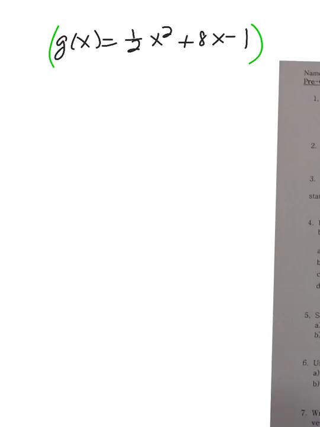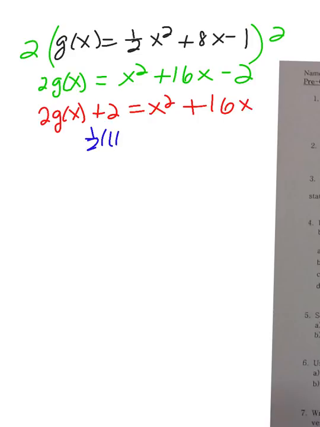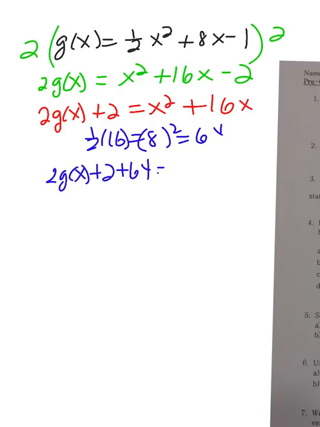All right, so I have g of x is equal to 1/2 x squared plus 8x minus 1. So I want to get rid of the fraction, so multiply everything by 2. So I get 2 g of x equals x squared plus 16x minus 2. All right, now move the 2 over, so add 2 to both sides. So it's 2g of x plus 2 equals x squared plus 16x. So it's half of 16, which is 8, squared, 64. 2g of x plus 2 plus 64 equals x squared plus 16x plus 64.